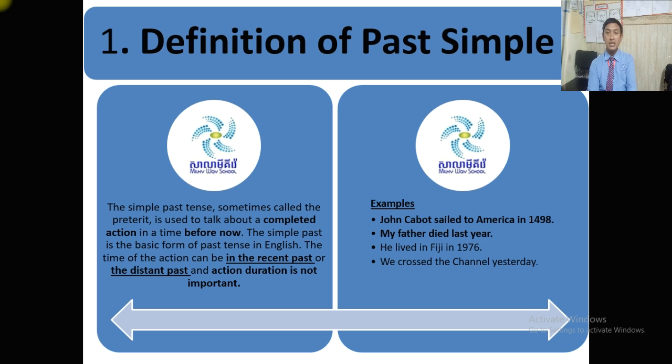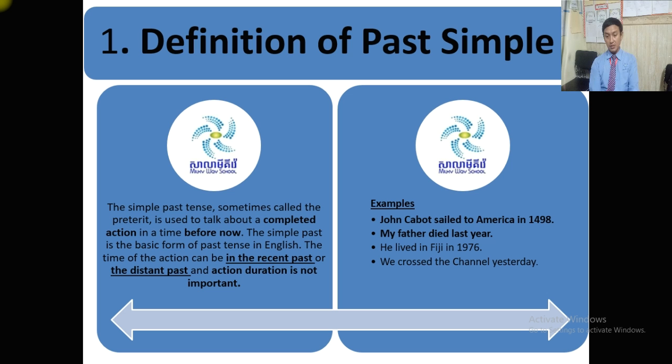Now the second example: my father died last year. We can say that he died only 1 year ago, right? He just died last year. So this one we call a recent past.